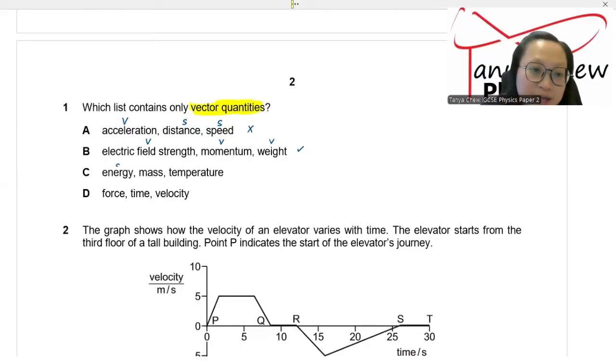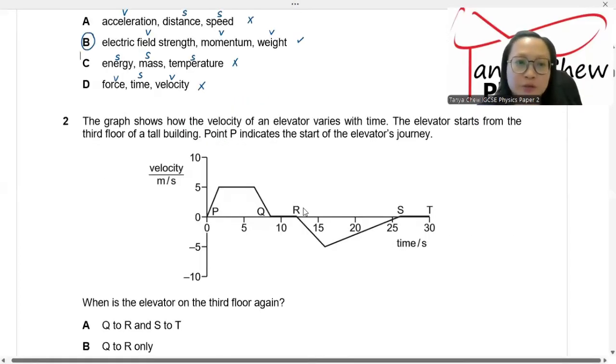C, energy is a scalar, mass is a scalar, and temperature is a scalar. So C is definitely not your answer. D, force is a vector, time is a scalar, velocity is a vector. No, no, no. D cannot be the answer because it consists of a scalar. So the answer is B.